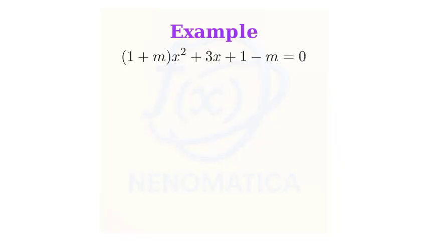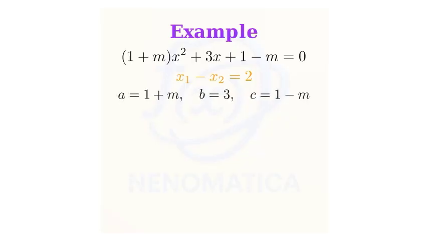Example. We will solve for m from a quadratic where the difference of the roots is given. The equation is open parenthesis 1 plus m close parenthesis x squared plus 3x plus 1 minus m equals 0. We are told that x sub 1 minus x sub 2 equals 2. We will now follow the exact algorithm shown. Convert the difference of roots into the discriminant relation, substitute a, b, c, and simplify step by step until we isolate m. First, identify the coefficients. Here a equals 1 plus m, b equals 3, and c equals 1 minus m.